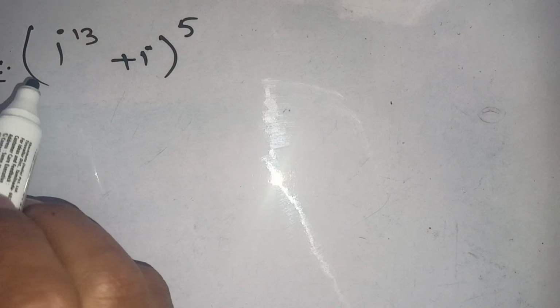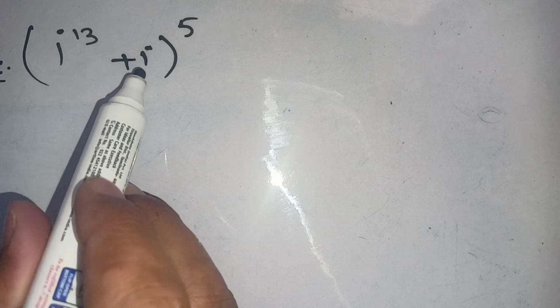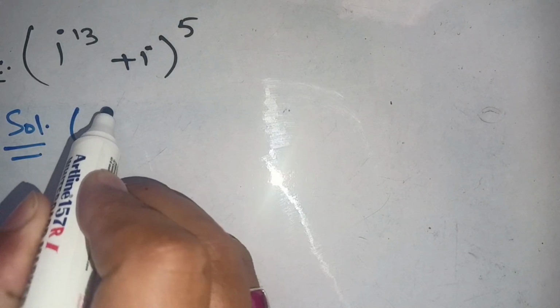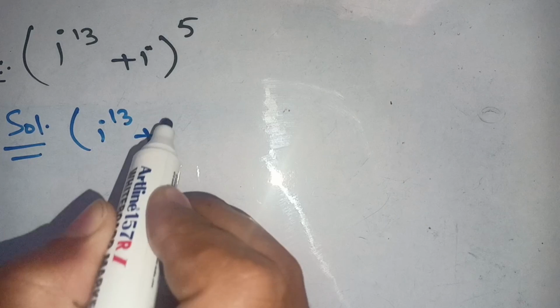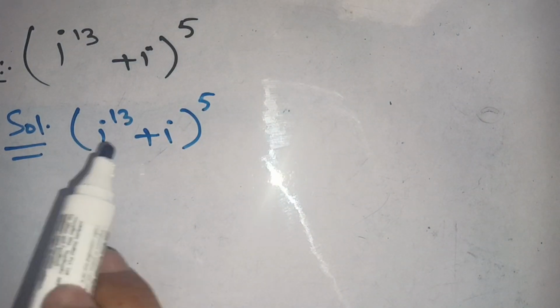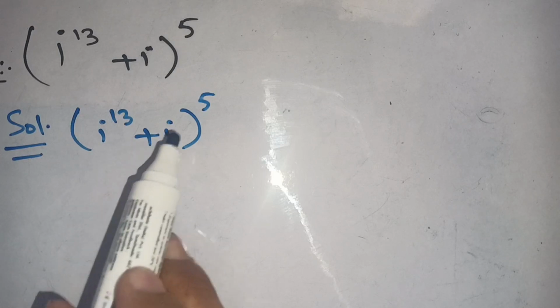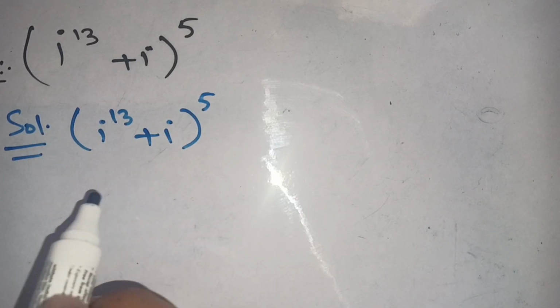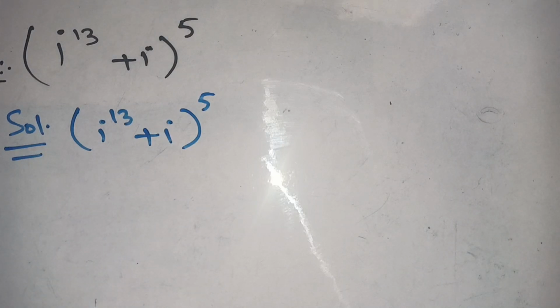Everyone, in today's video, we are going to solve this complex number problem: iota power 13 plus iota, whole power 5. Let us solve this. First of all, we write its solution: iota power 13 plus iota, whole power 5. The first method is that we can use (a plus b) whole power 5, but it is a lengthy process, and we have to solve it in a simple way.